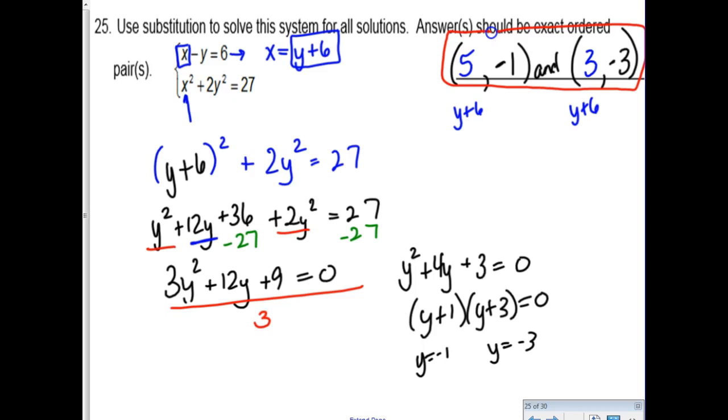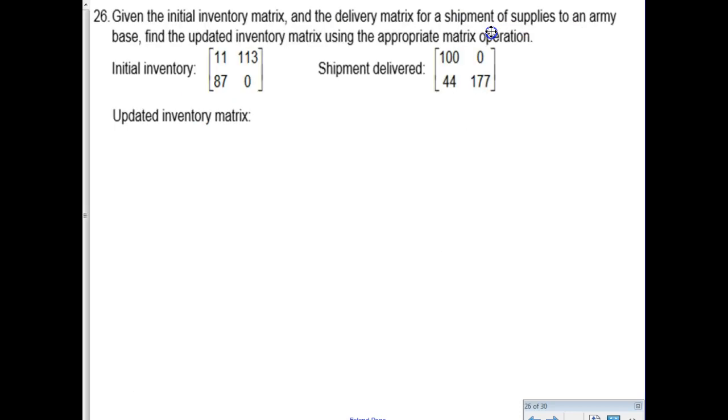Alright, so now there's another matrix question. We have inventory, plus we get a new shipment. So you're supposed to figure out what operation to perform on these. Well, we're adding them together into our inventory, so we're adding these together. So the updated matrix is going to have the same dimensions, and you just got to add everything up.